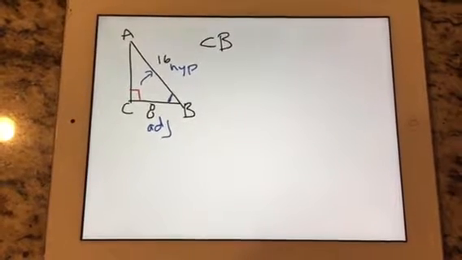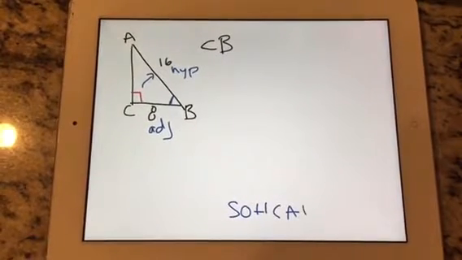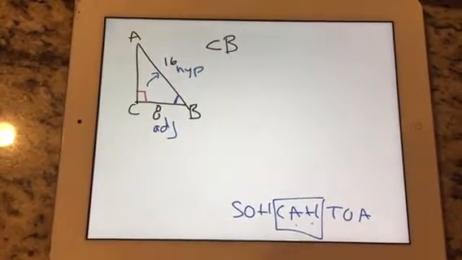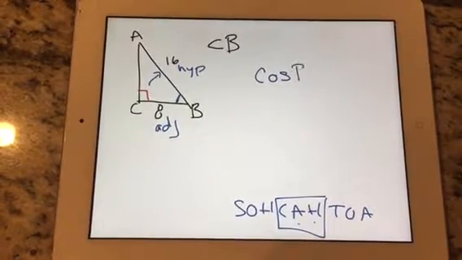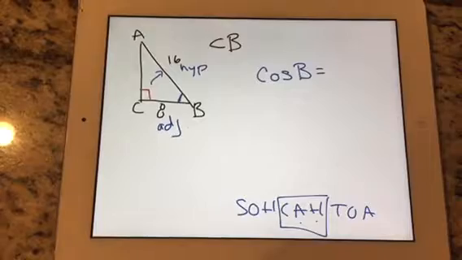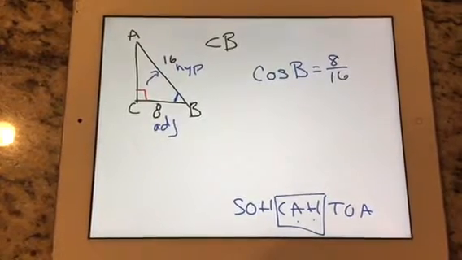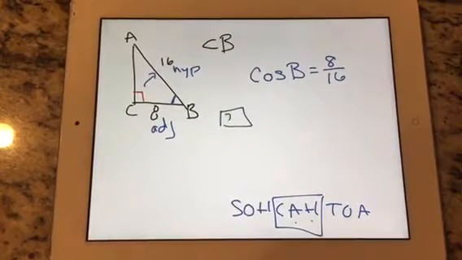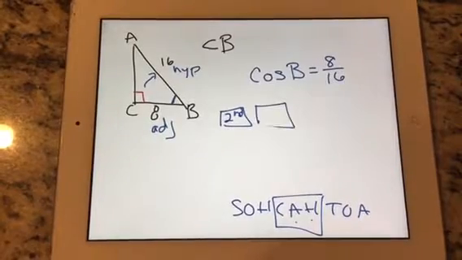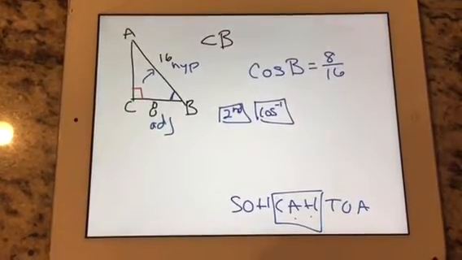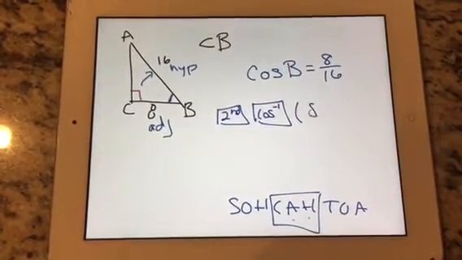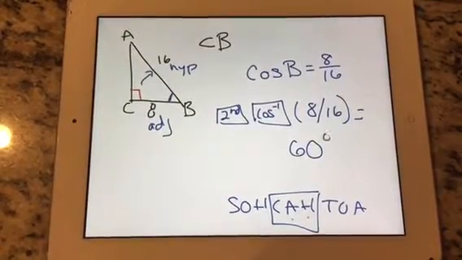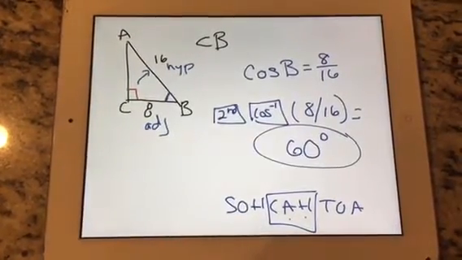So I'm using adjacent and hypotenuse, so I'm using cosine. Cosine of angle B, I don't know what that is yet, but it's going to equal 8 over 16. In my calculator, I'm going to type second cosine, so it looks like that little -1 after it. Then my parenthesis comes up, I do 8 divided by 16, close the parenthesis, hit enter, and we should get 60 degrees.